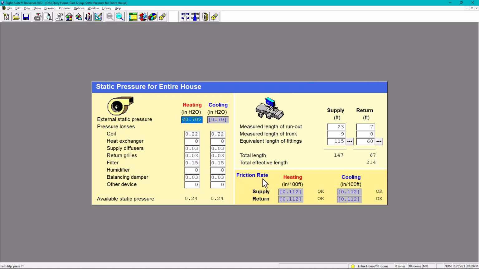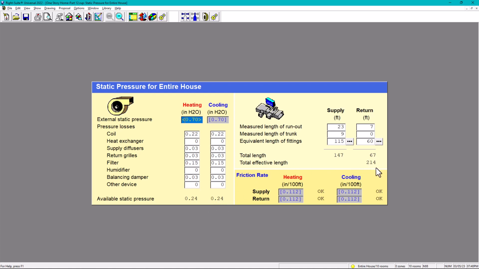In the friction rate, we need to calculate the total effective length. It's very interesting because this part actually used to confuse me. I used to talk interchangeably about effective length and equivalent length. Remember, this is the total effective length, not the equivalent length. For the total effective length, we can see in here we have a total effective length of 214 feet.